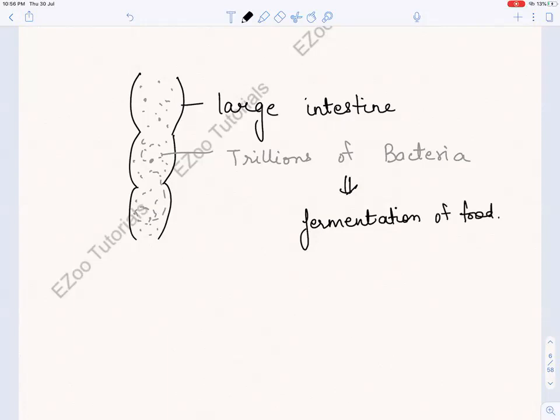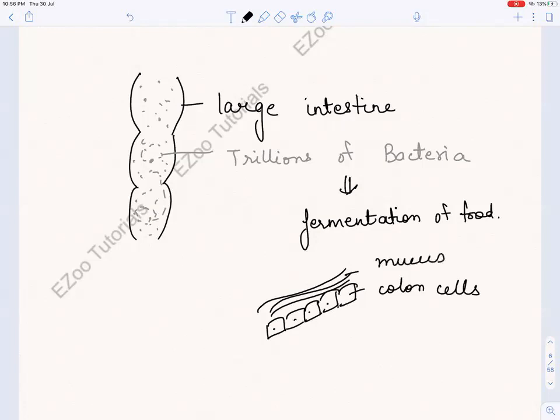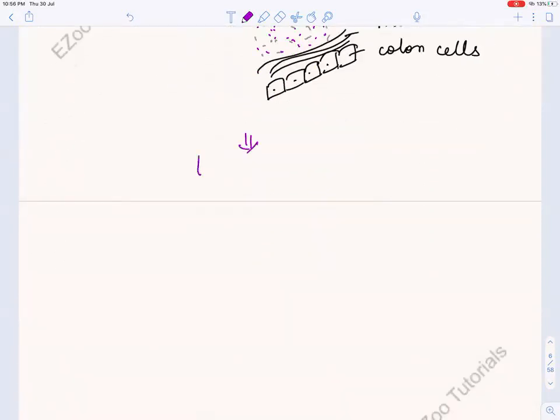Okay, so suppose these are the colon cells, and this is the mucus. These are the colon cells, and this is the mucus. Then here are the bacteria, which are digesting the food that has already come from the intestine, already digested, and these are all acting upon it. And finally, what happens? Finally, the food is excreted.